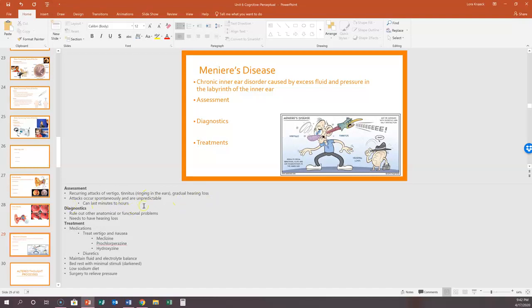The attacks occur spontaneously and are unpredictable. They can last anywhere from a few minutes to a few hours. For diagnostics, you kind of have to rule out everything else. There's not a particular test for this. So they're going to look at anatomical and other functional problems, and if those all check out, then it's probably Meniere's. One thing that they have to have is definite hearing loss.